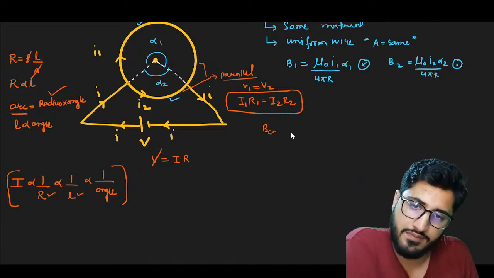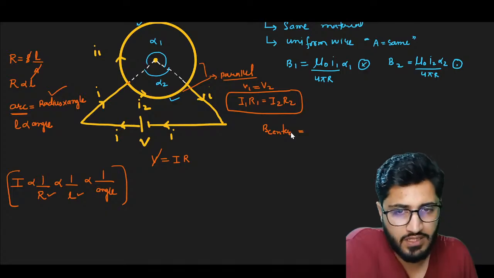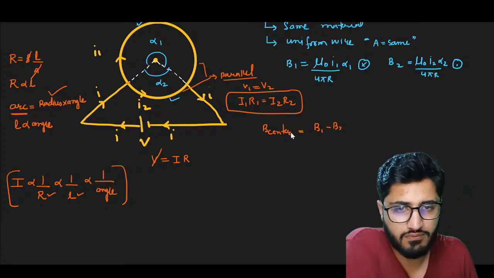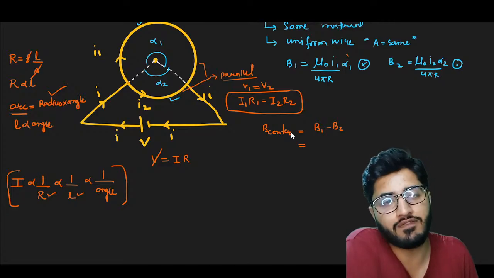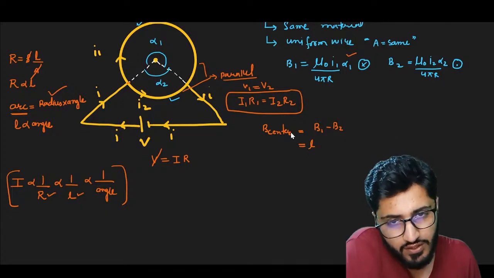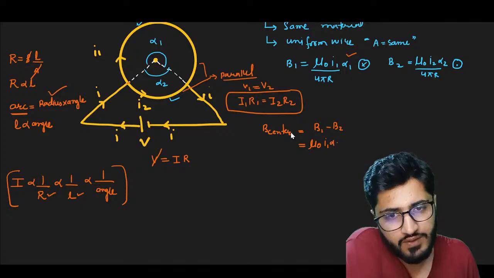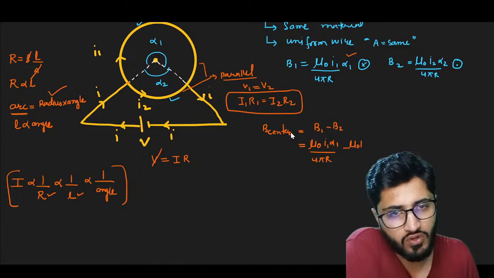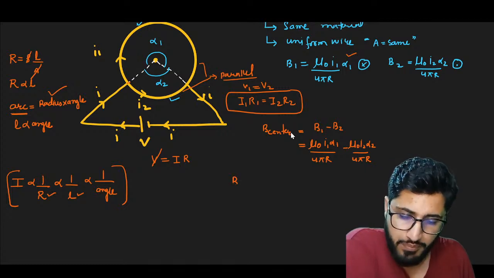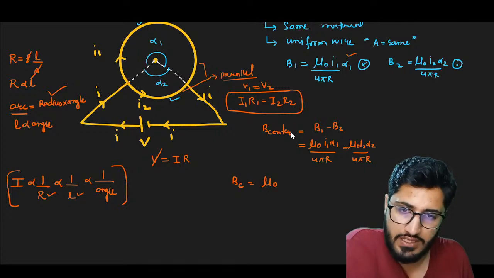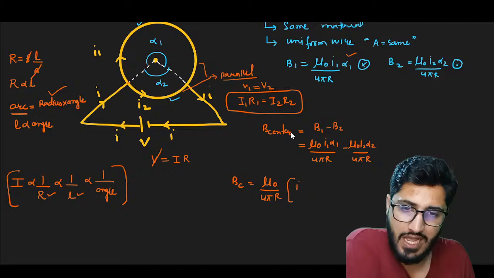So look now. What is B at center? Is it B1 minus B2? Why B1 minus B2, sir, why not B2 minus B1? Because alpha 1 is more. What is B1 now? It is mu naught I1 alpha 1 divided by 4 pi r, minus mu naught I2 alpha 2 divided by 4 pi r. I will take mu naught divided by 4 pi r common. So I can write it is I1 alpha 1 minus I2 alpha 2.